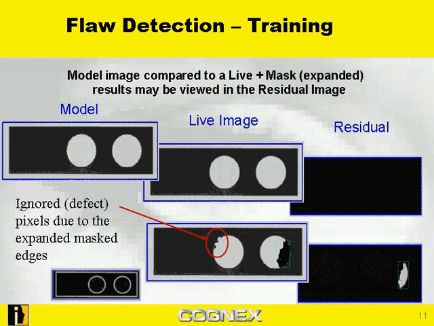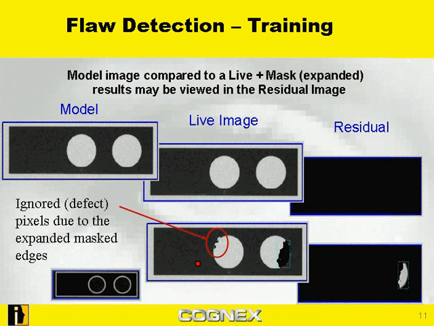Under the Training tab, we'll have the box down there for live images so that we can look at the model, look at the live image it's looking at, and then specify how we want it to present. In this instance, I'm looking at the residual image. So we're taking the model image and comparing it to the live plus your mask. Now this one happens to be an expanded mask, so the results may be viewed in the residual image.